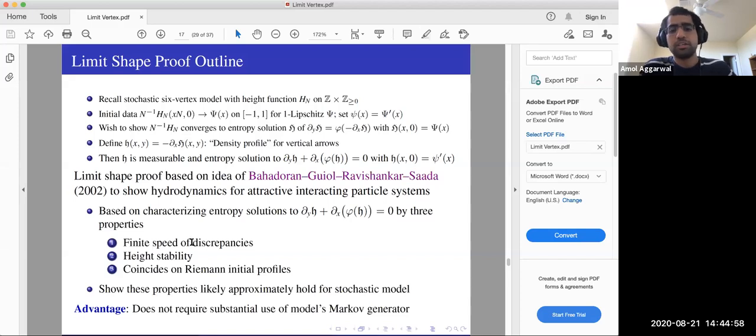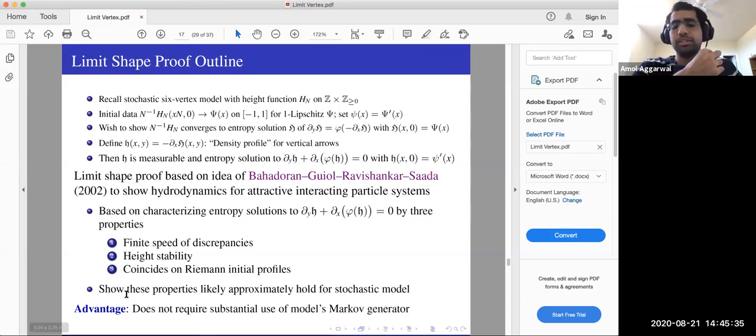Okay, so the first is a finite speed of discrepancy property, or sometimes called finite speed of propagation. The second is a certain stability under perturbations for the height function. And the third is what I had hinted at before, which is that you get the right answer on Riemann profiles, which are double-sided step profiles. So these three properties uniquely characterize the solution to this PDE. I never told you what an entropy solution to this PDE was, but you can take that as a definition if you like.